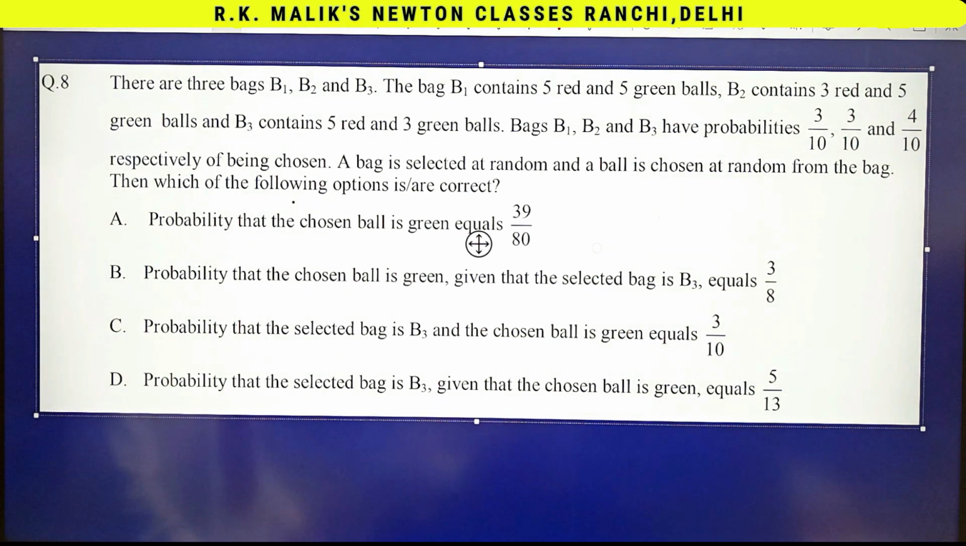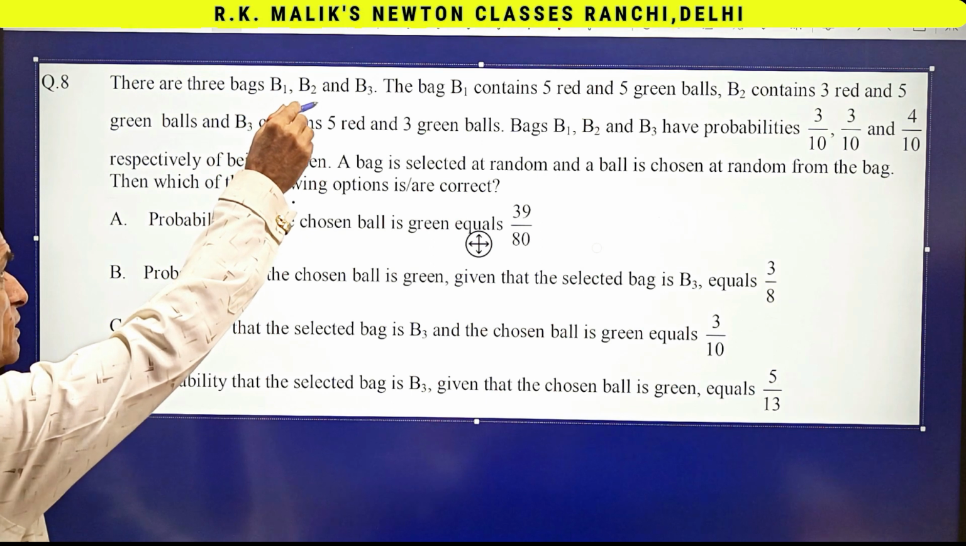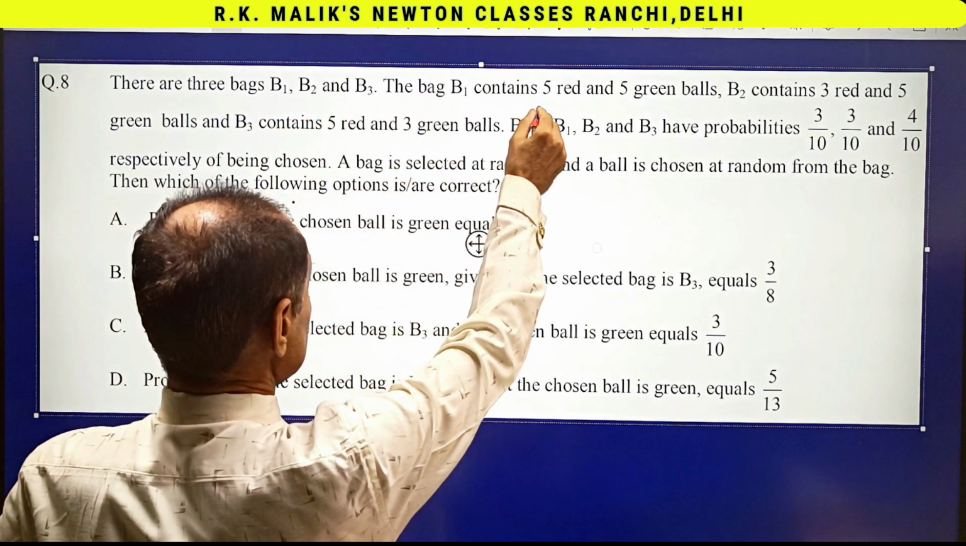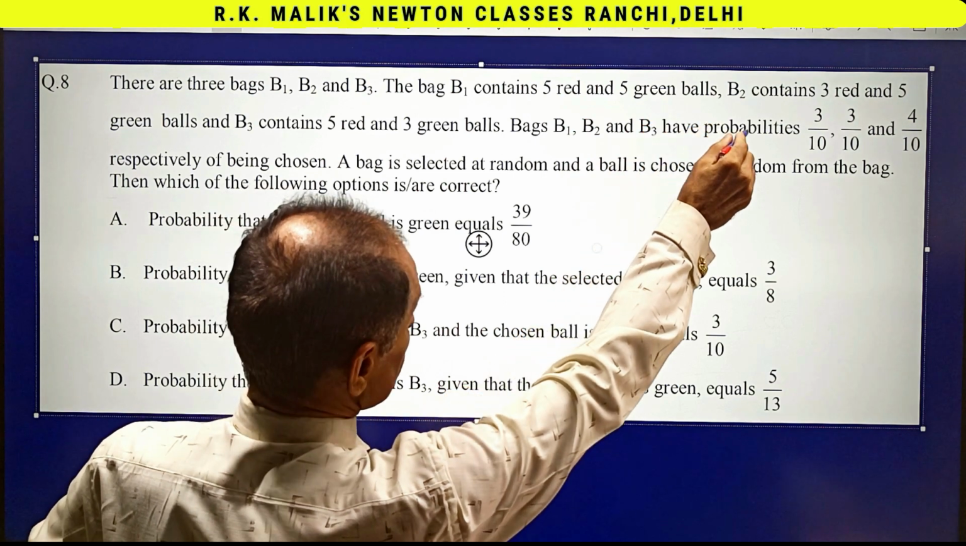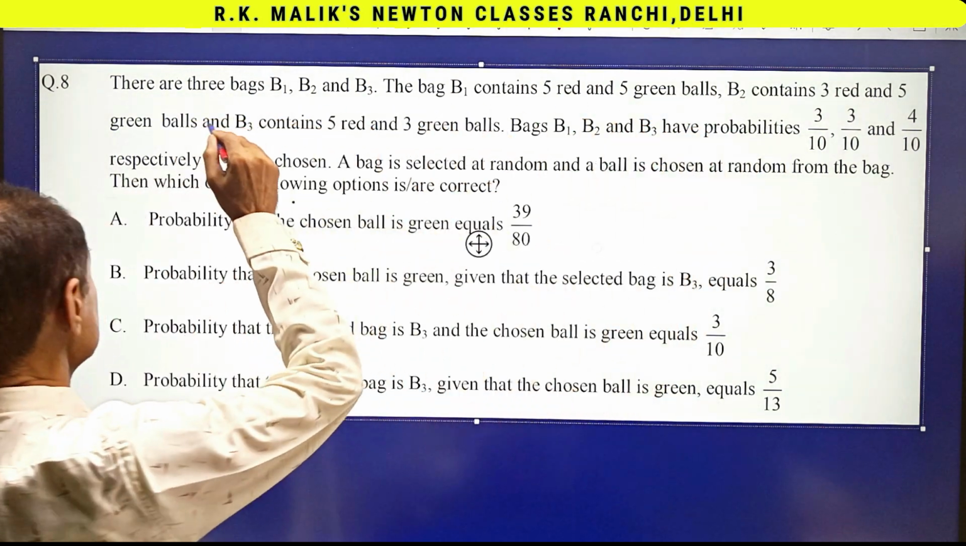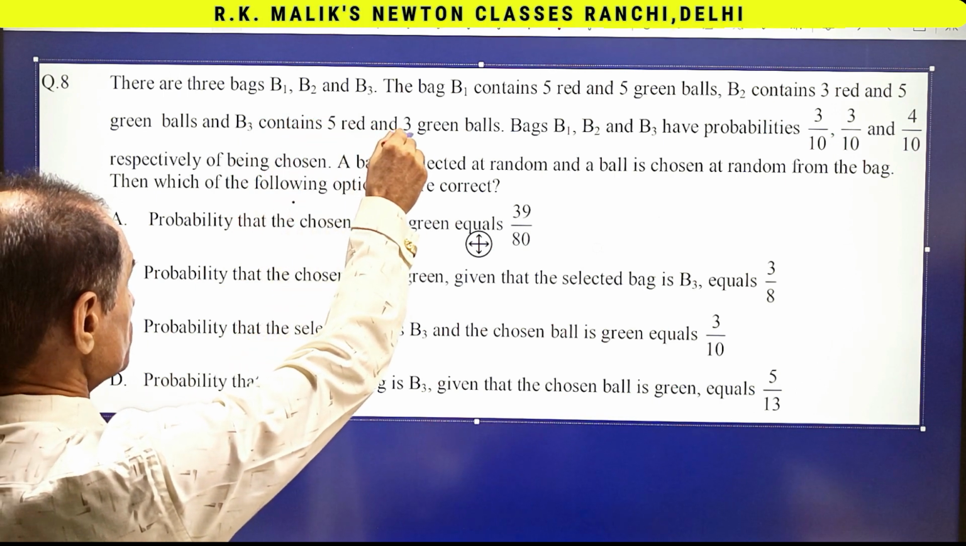In this question, it is given that there are three bags B1, B2 and B3. The bag B1 contains 5 red and 5 green balls. B2 contains 3 red and 5 green balls. B3 contains 5 red and 3 green balls.